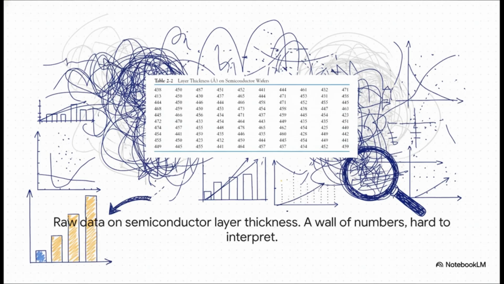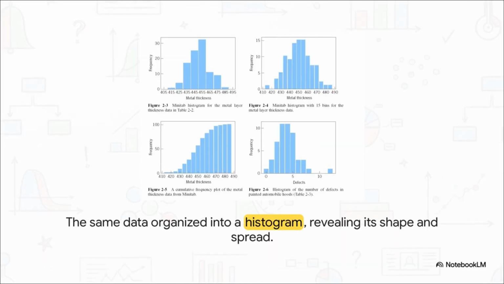But what if we could turn this chaos into a picture? And boom! This is the power of a simple histogram. We've taken that exact same sea of data and just grouped it into different buckets. All of a sudden, we've got clarity. We can see the shape of the data, we can see where it all clusters, that's the center, and we can see how spread out it is. The whole story of our process is right there in front of our eyes.